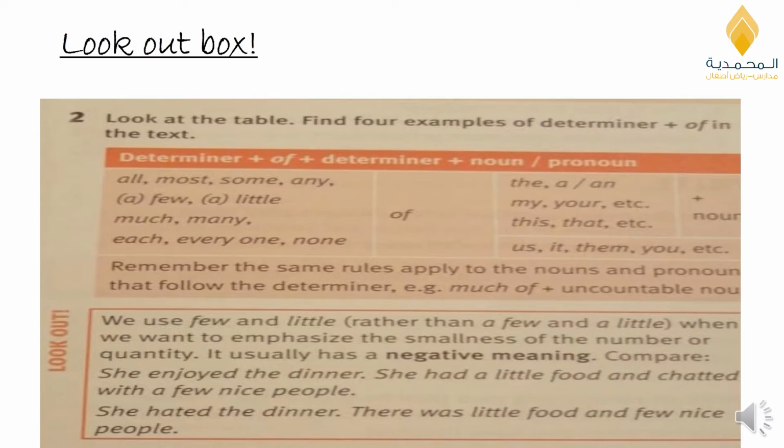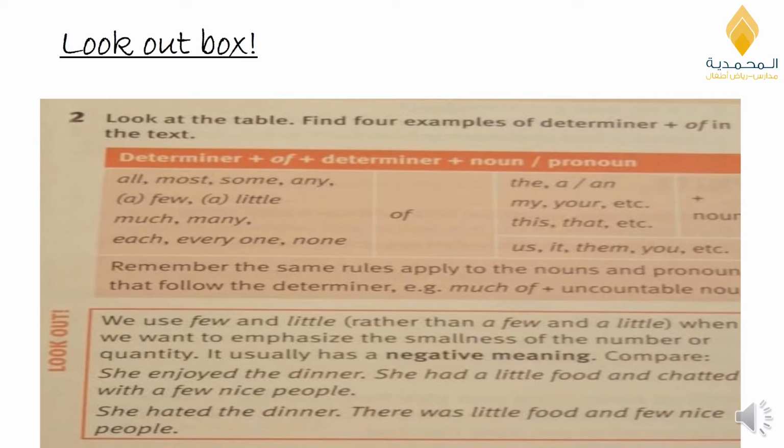We use few and little rather than a few and a little when we want to emphasize the smallness of the number or quantity. Clear? It usually has a negative meaning. Let's compare these two sentences. When I say she enjoyed the dinner, she had a little food and chatted with a few nice people. But when I say she hated the dinner, there was little food and few nice people.